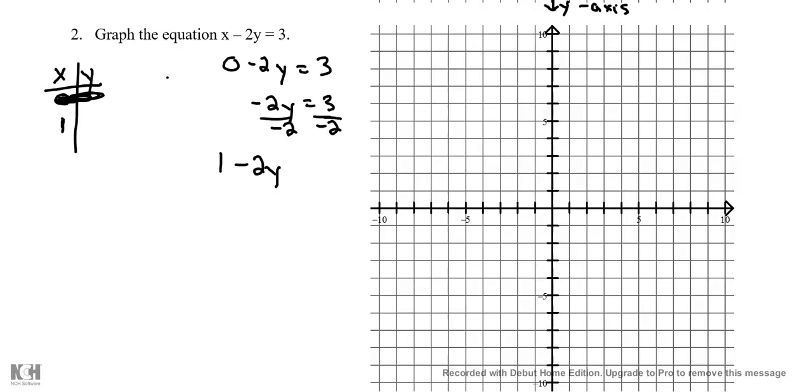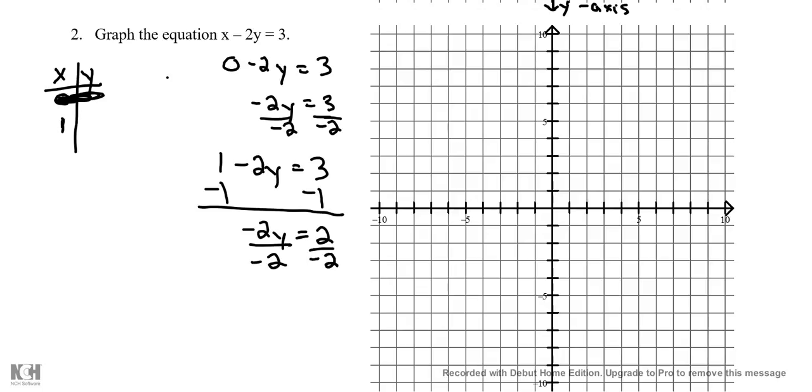1 minus 2y equals 3. Minus 1, minus 1. Negative 2y equals 2. Divide by negative 2. We get y equals negative 1. So now we have a point we can graph. Right 1, down 1. Right here. Positive 1 on the x, negative 1 on the y. Have to pick another one. 0 didn't work, so I'm going to guess evens probably don't since we're dividing by 2 to solve for y, so I'm going to pick 3.